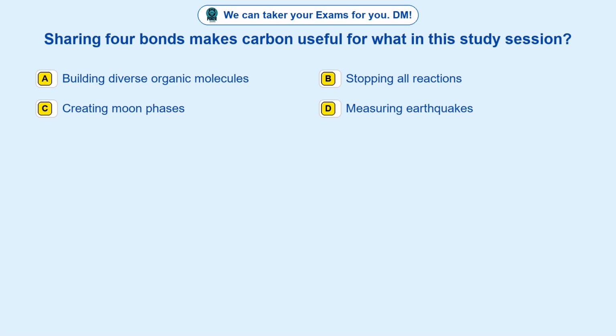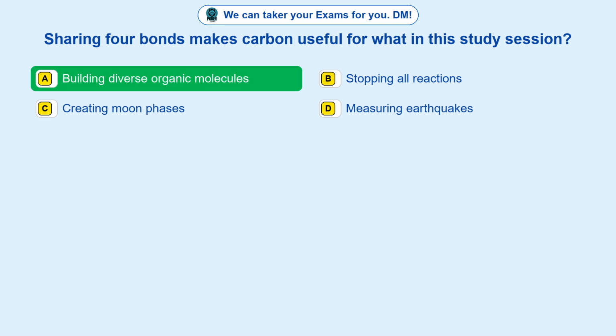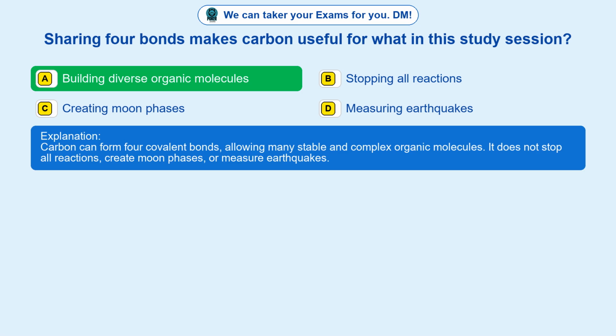Question 52. Sharing 4 bonds makes carbon useful for what in this study session? Option A building diverse organic molecules. Option B stopping all reactions. Option C creating moon phases. Option D measuring earthquakes. The correct answer is option A. Building diverse organic molecules. Carbon can form 4 covalent bonds, allowing many stable and complex organic molecules. It does not stop all reactions, create moon phases, or measure earthquakes.